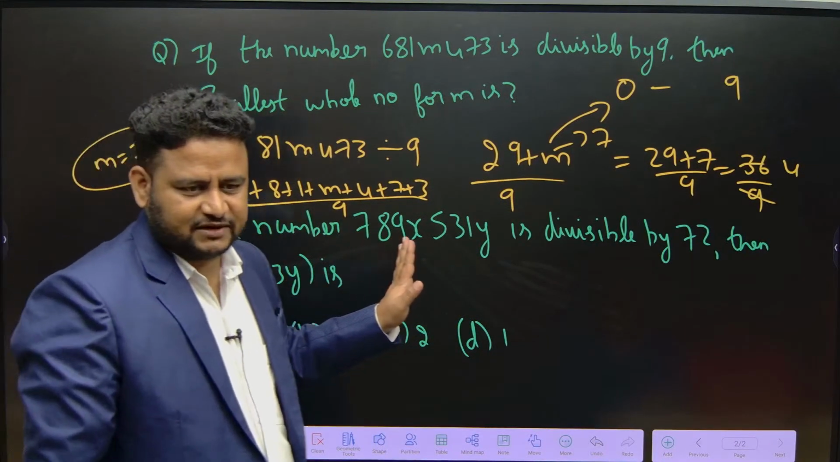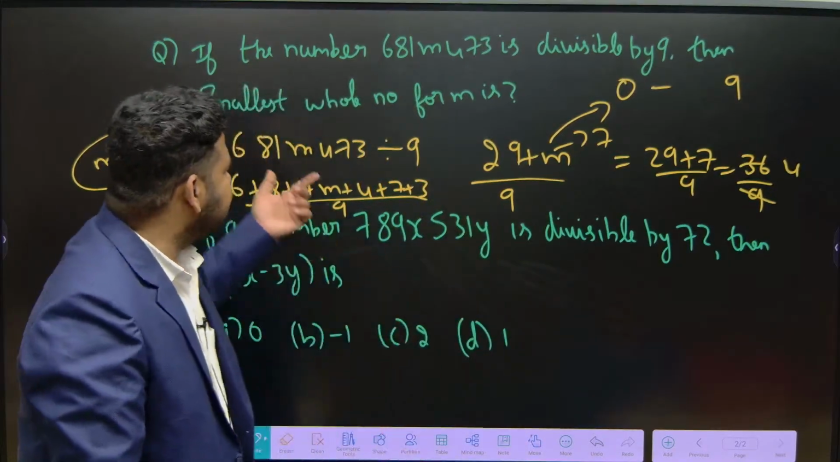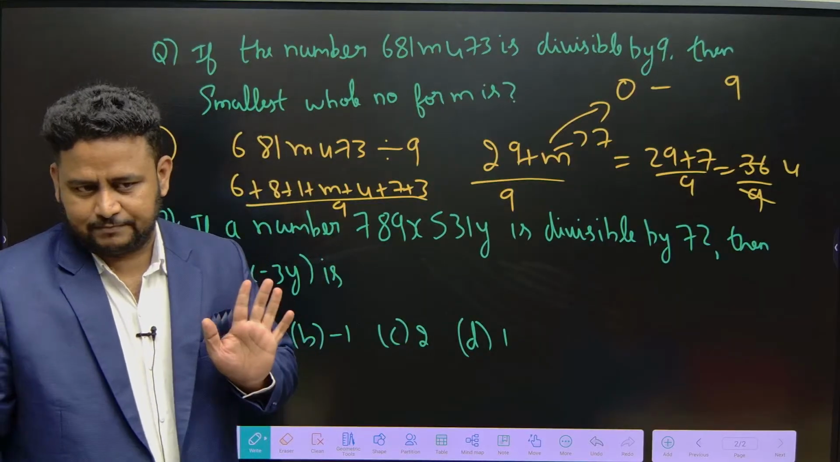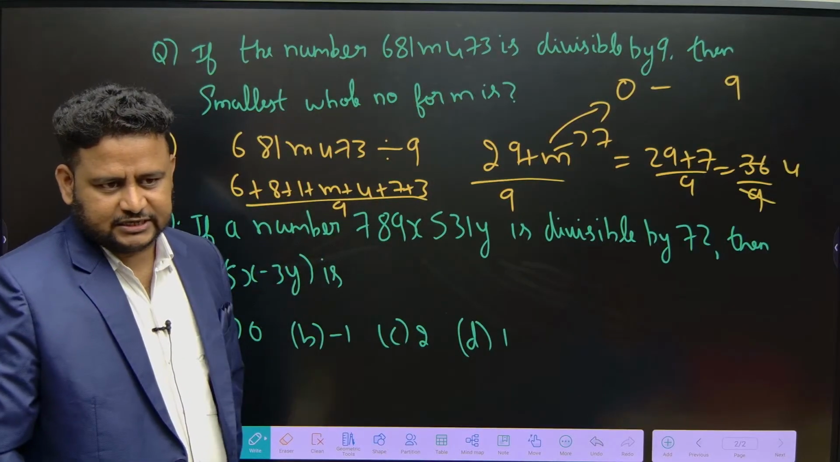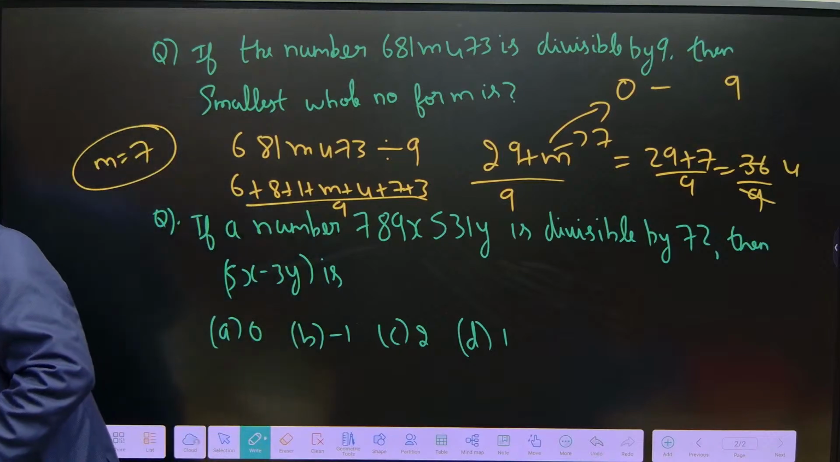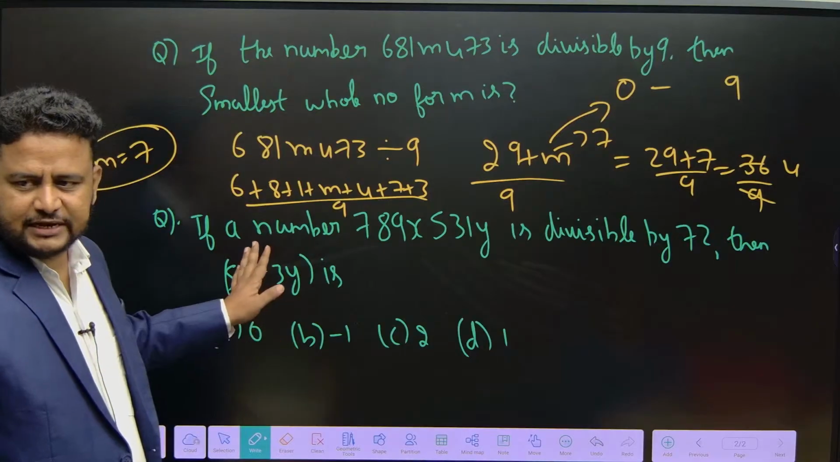Understood why m is 7? You have to check from 0 to 9, because they are telling whole number. If they are telling natural number, you have to check from 1 to 9, that's all. Whole number means it will include natural numbers plus 0. Integer means it will include even negative numbers. Clear? Fine. Let us go to the next question.